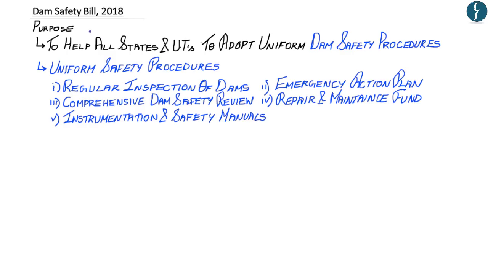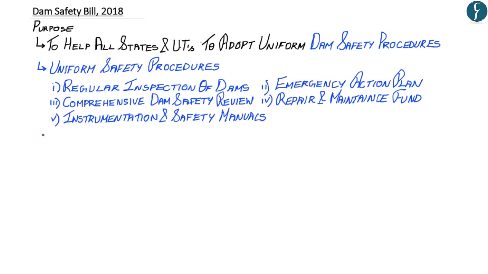Hopefully up till here you've understood the purpose of the Dam Safety Bill of 2018, wherein this bill intends to help all states and union territories to adopt uniform dam safety procedures, wherein firstly these uniform dam safety procedures would include regular inspection of dams, secondly emergency action plans, thirdly, comprehensive dam safety review. Fourthly, a fund for the repair and maintenance of the dam. And lastly, instrumentation and safety manuals for every specific dam.